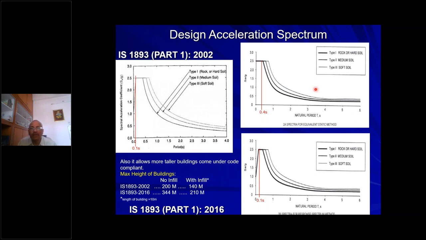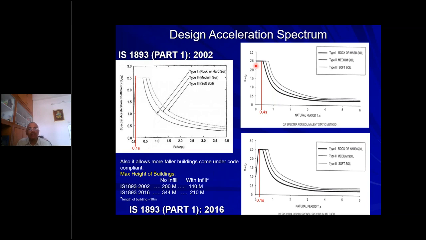Second change is earlier we used to use the same response spectrum, spectral acceleration spectrum, for both the equivalent static method as well as the response spectrum method. But now in the new code, they have given separate response spectra for these two methods. For the equivalent static method, this is the response spectrum that is to be used, wherein up to almost 0.4 seconds, I'm talking of the rocky soils, you have to consider SCA by G 2.5.